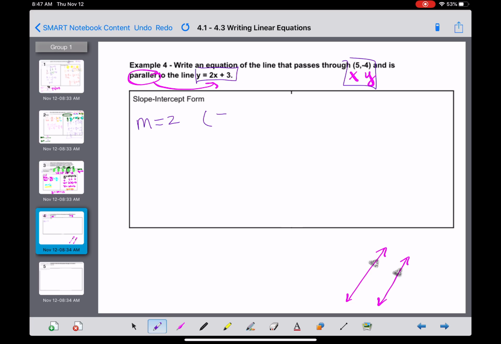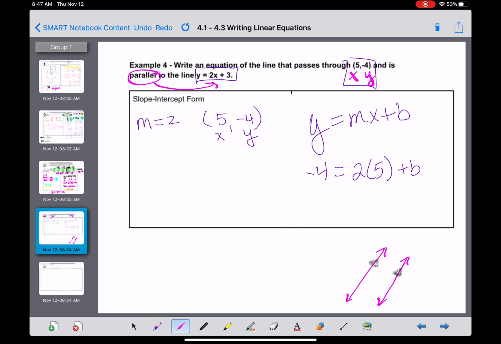I also need to use the information for (5, -4) since that is a coordinate on my line. So I'm going to use slope-intercept form again. My y value is -4. My m value is 2. x is 5. I add b, and I just need to simplify. So -4 is equal to 10 plus b. Once I subtract my 10 from both sides, I'm left with -14. So there's my y-intercept, there's my slope. Final answer, y equals 2x minus 14.